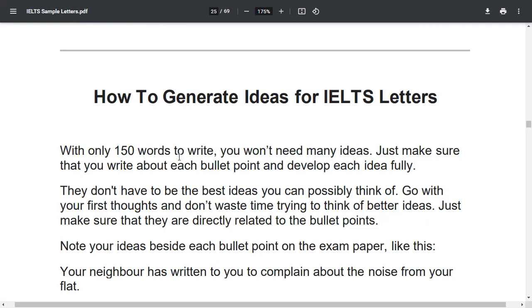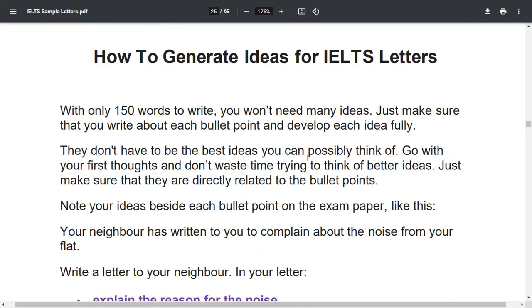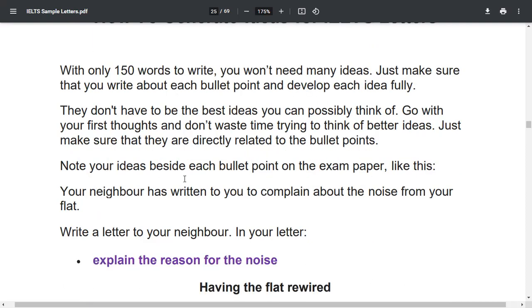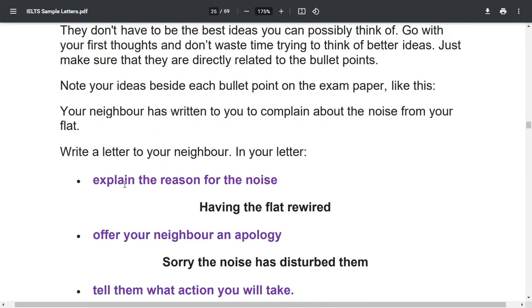So you will have to finish writing task 1, which is the letter that I'm explaining right now, in less than 20 minutes. They don't have to be the best ideas you can possibly think of. Go with your first thoughts and don't waste time trying to think of better ideas. Just make sure that they are directly related to the bullet points. Note your ideas beside each bullet point on the exam paper like this. I'm going to show you. Your neighbor has written to you to complain about the noise from your flat, and so on. Write a letter. Okay, for example, the first bullet point says explain the reason for the noise.